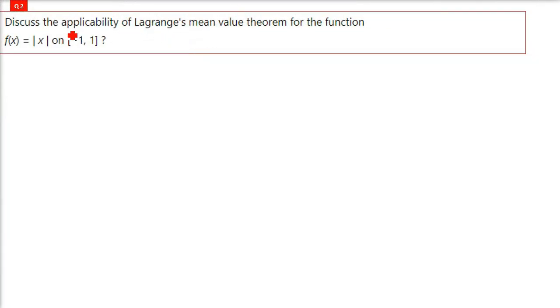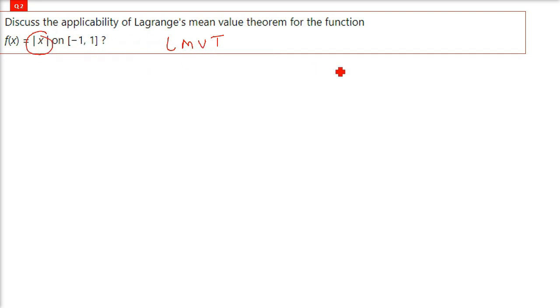Now discuss the applicability of Lagrange's mean value theorem for the function modulus x, absolute value of x, between negative 1 and 1. Now you see, in Lagrange's mean value theorem, also in Rolle's, you have to first verify that it is continuous. Then the second thing is differentiability. Then the third step comes. Do you think this is differentiable?